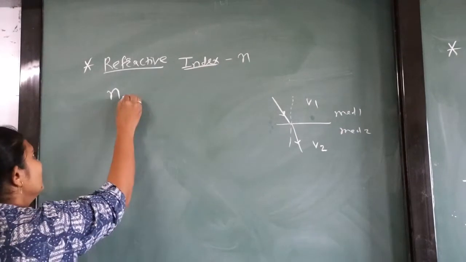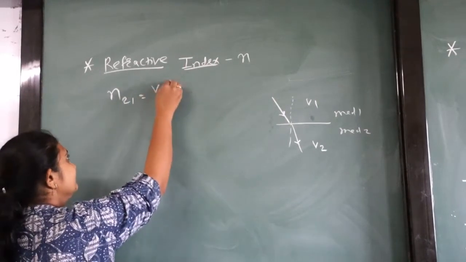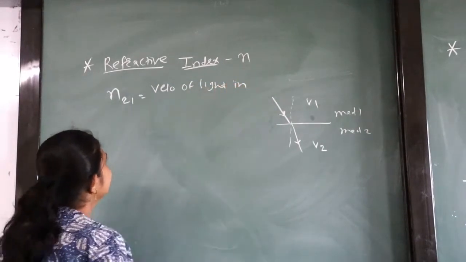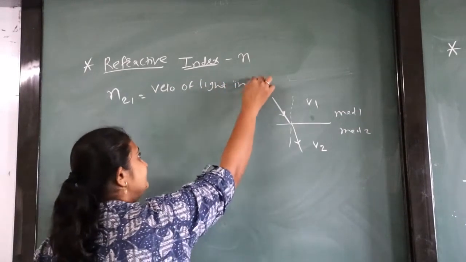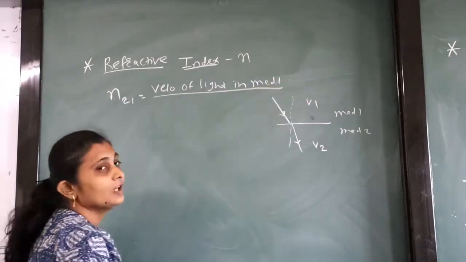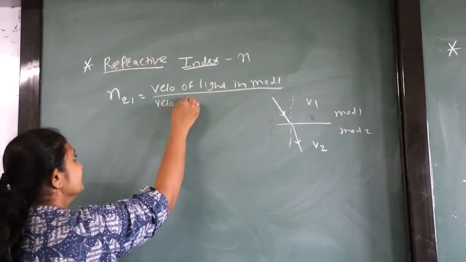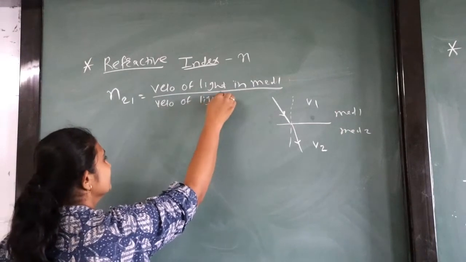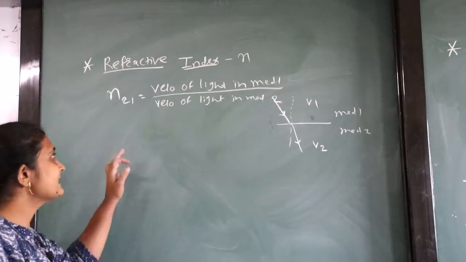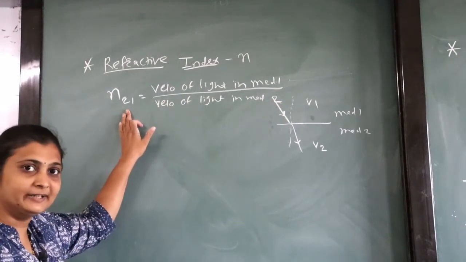Then n21 is equal to the velocity of light in medium 1 to the velocity of light in medium 2. This is called the refractive index of medium 2 with respect to medium 1.